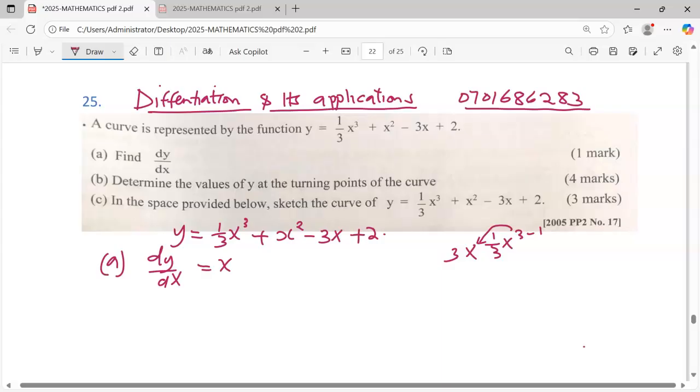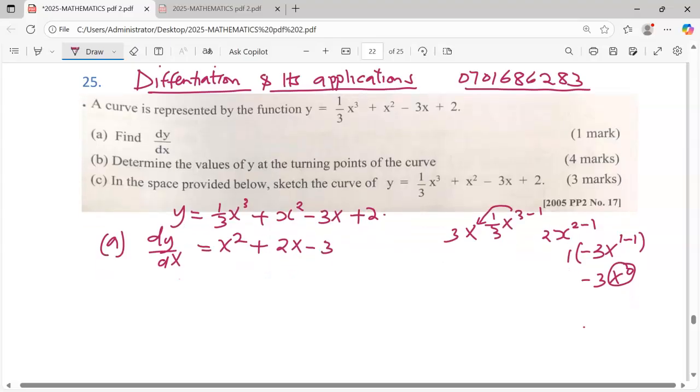Then from 3 you less 1, we are going to remain with power 2, plus x squared. You multiply 2 down here, then you less 1 from the power. We are simply going to have 2x power 1, which is the same as 2x. Then minus 3x is the same as it is raised to the power of 1. You multiply that 1 here, then you less 1 from the power. We are simply going to have negative 3x power 0. Any number raised to 0 is 1. 1 times minus 3, you remain with minus 3. And that gives us now the dy over dx.